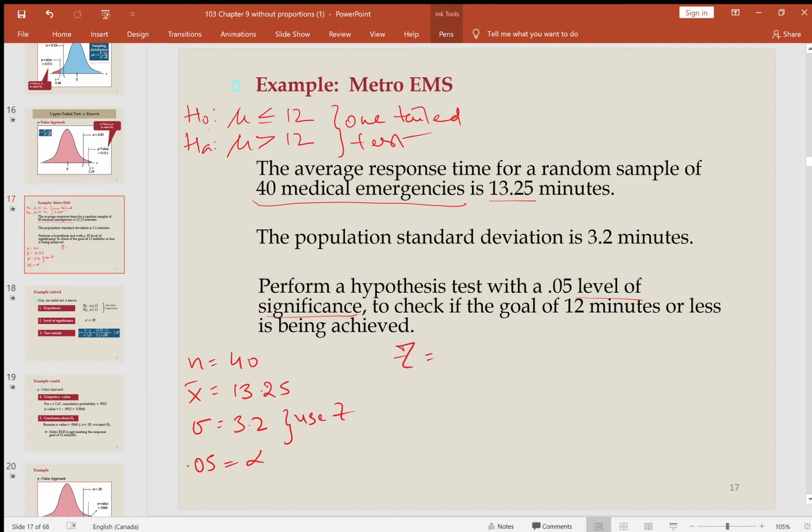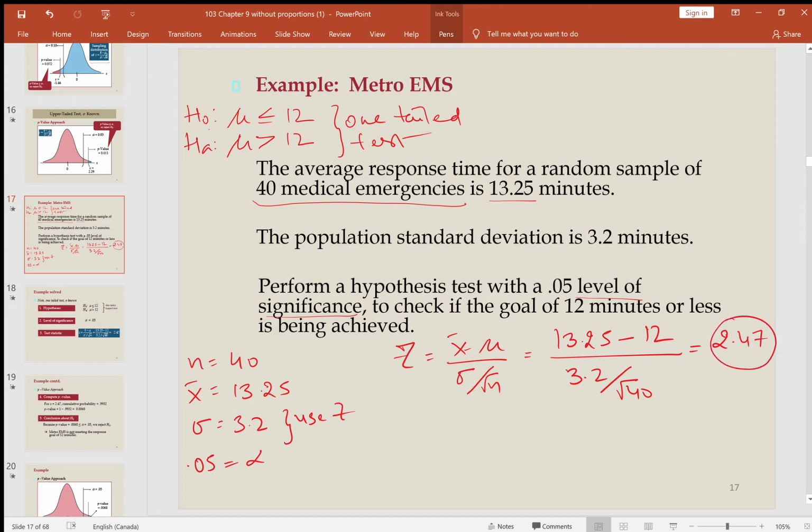So z is equal to x bar minus mu over sigma divided by square root of n. That is 13.25 minus 12. Remember mu is 12. Divided by sigma is 3.2 and n is 40, so square root of 40, and this comes to 2.47.